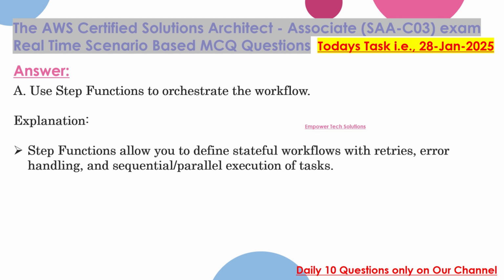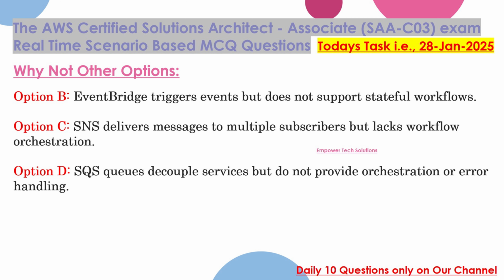Correct answer: A. Use Step Functions to orchestrate the workflow. Explanation: Step Functions allow you to define stateful workflows with retries, error handling, and sequential/parallel execution of tasks. Why not other options? Option B, EventBridge triggers events, but does not support stateful workflows. Option C, SNS delivers messages to multiple subscribers, but lacks workflow orchestration. Option D, SQS queues decouple services, but do not provide orchestration or error handling.